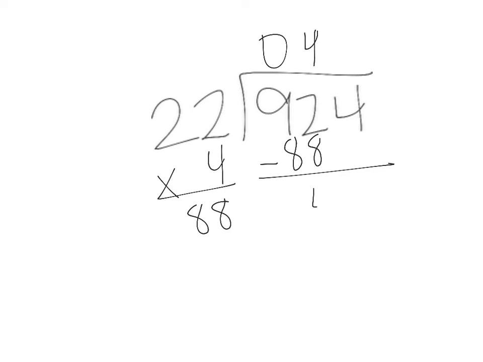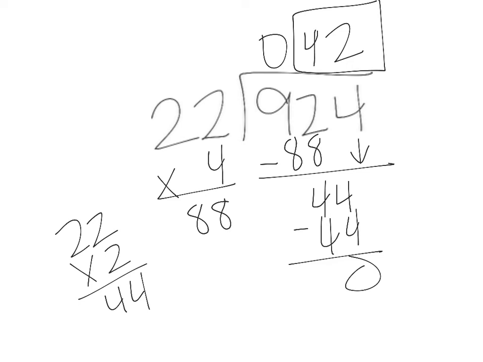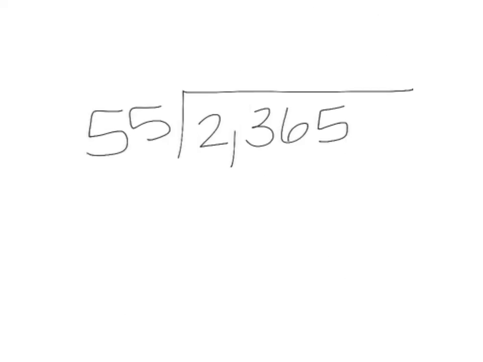92 minus 88 is 4. So I then bring down my 4. 22 goes into 44 2 times, I'm sorry. 22 times 2 is 44. So my answer is 42. All right, and your last example.